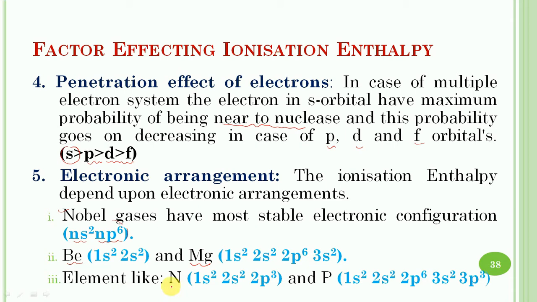Then the case of nitrogen and phosphorus. In the case of these, the 2p orbital and 3p orbital have 3 electrons, so they are half filled, and half filled orbitals are extra stable. So removal of an electron from these orbitals requires larger energy, and ultimately the ionization enthalpy is highest in these cases. So we can say that the more stable the electronic configuration, the greater the ionization enthalpy.